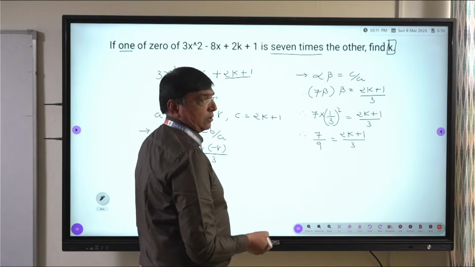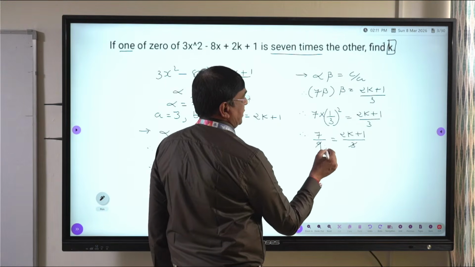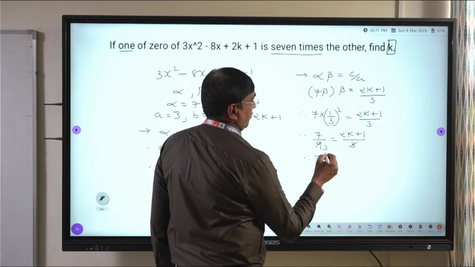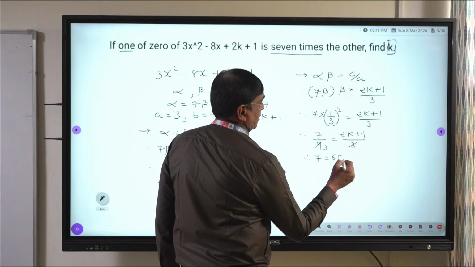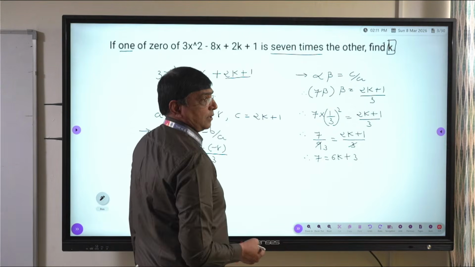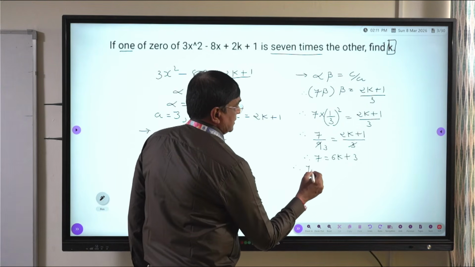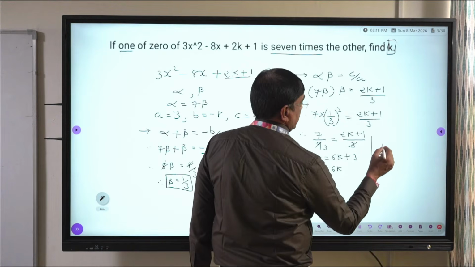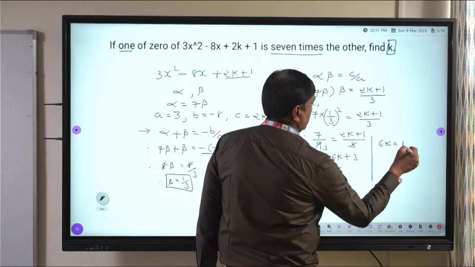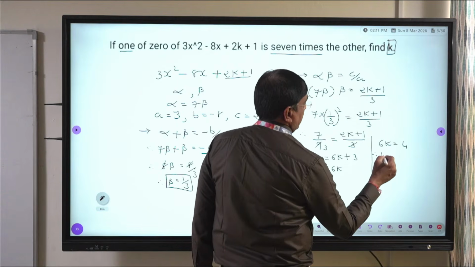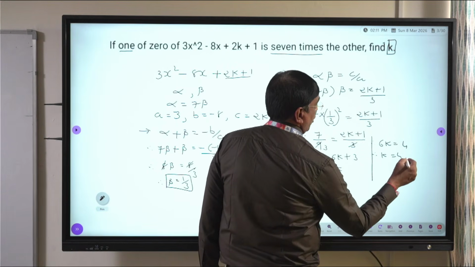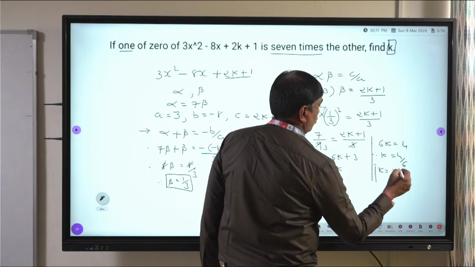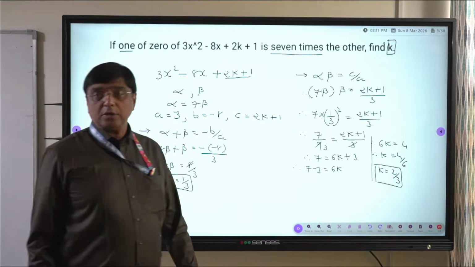Cross multiply. Direct cancellation, the 3s cancel. So it becomes 7 equals 6k plus 3. Therefore 7 minus 3 equals 6k, and so 6k equals 4. K equals 4 upon 6. So the value of the unknown, that is k, is 2 upon 3 as the solution.